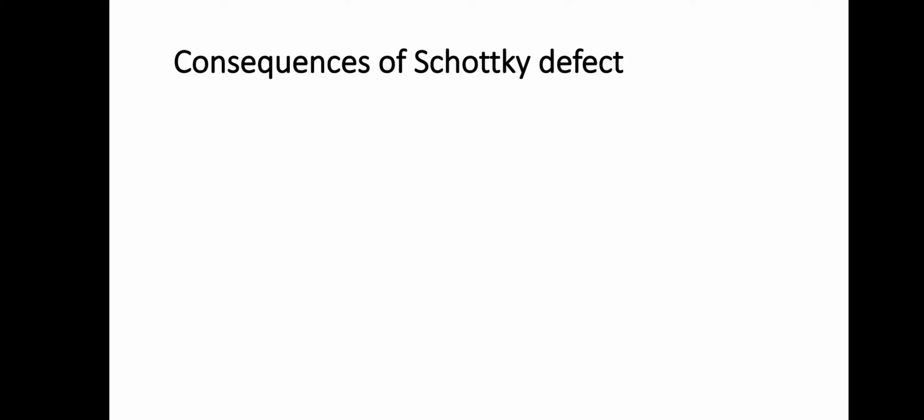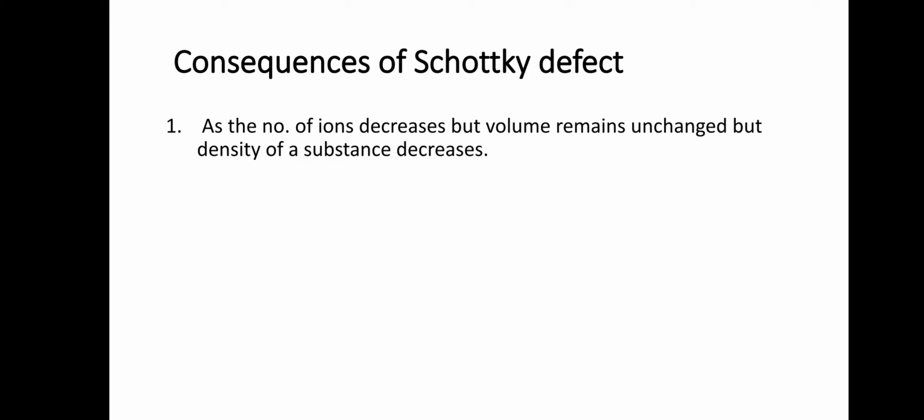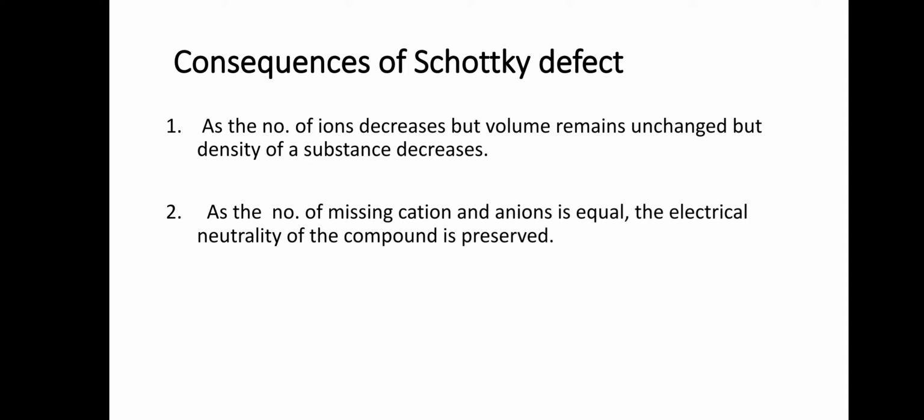Now, due to the Schottky defect, what are the consequences in the crystal lattice? As the number of ions decreases but the volume remains unchanged, the density of the substance decreases. As we know, density is directly proportional to the mass. Hence, when a cation or an anion is removed, a vacancy is created and the number of atoms decreases. Hence, mass will also decrease. So, the volume will remain the same but density will decrease.